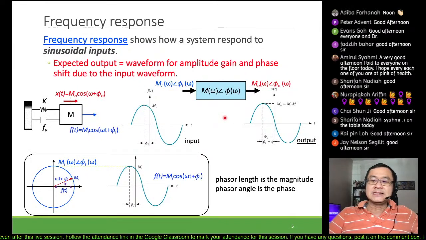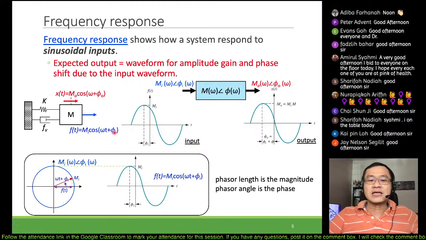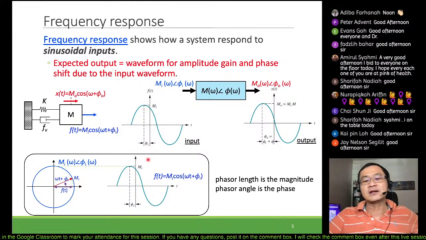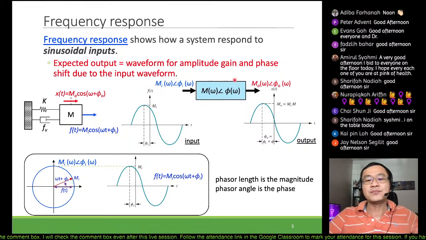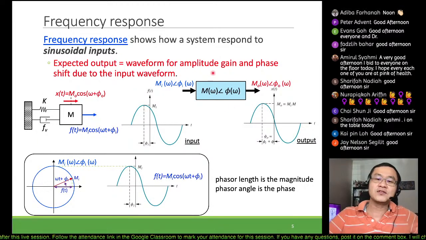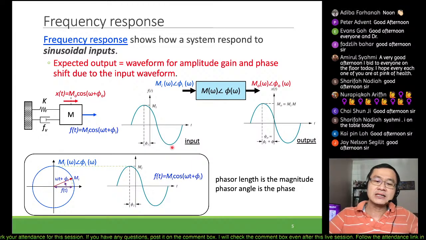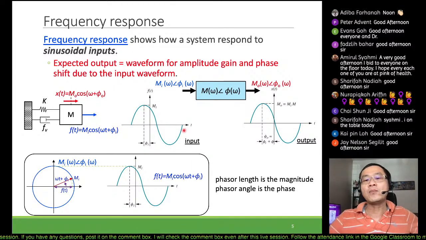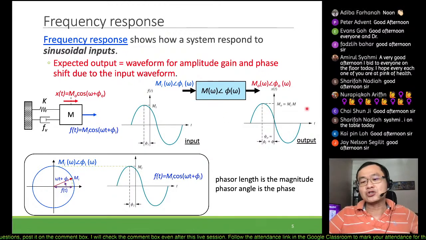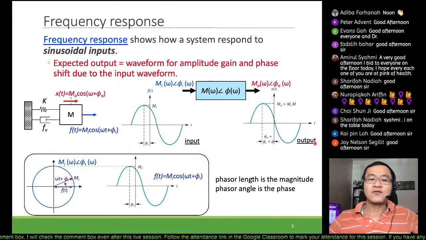Here is an illustration of the input in graphical form. This is the input, maybe in the form of force, and when it goes through our system, which is in the form of a transfer function, we obtain the output. Again, since the input is in oscillating form, the output we would expect should also be in oscillating form.